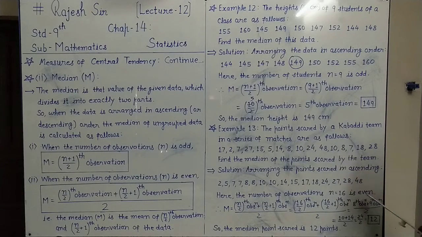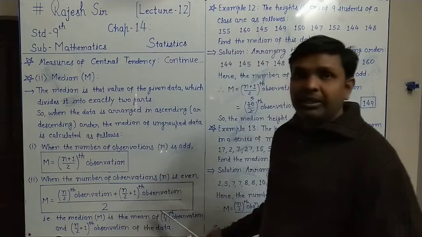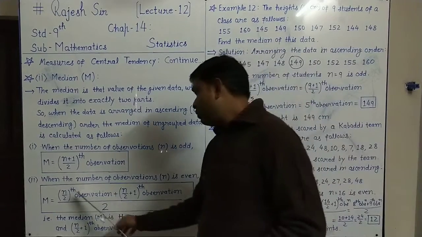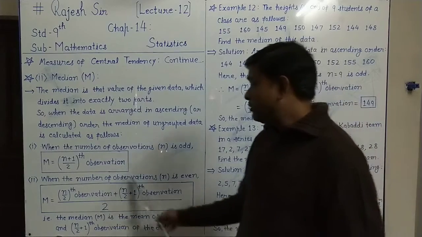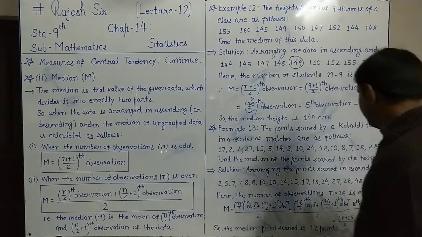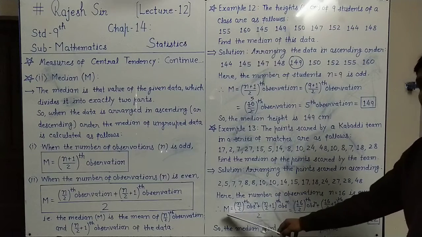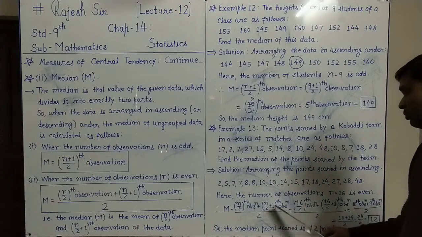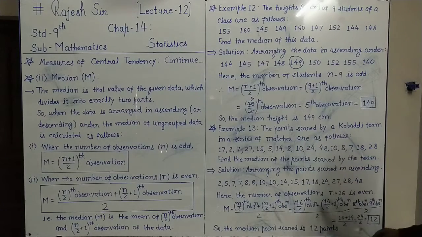16 is an even number, so we will apply this big formula to get the median, and it is actually the mean of the n by 2th observation and the (n by 2 plus 1)th observation. This big formula we will apply here because n is even. So that formula is written here: M equals median equals the n by 2th observation plus the (n by 2 plus 1)th observation, whole upon 2. In this case n is 16, so 16 by 2th observation plus (16 by 2 plus 1)th observation upon 2.